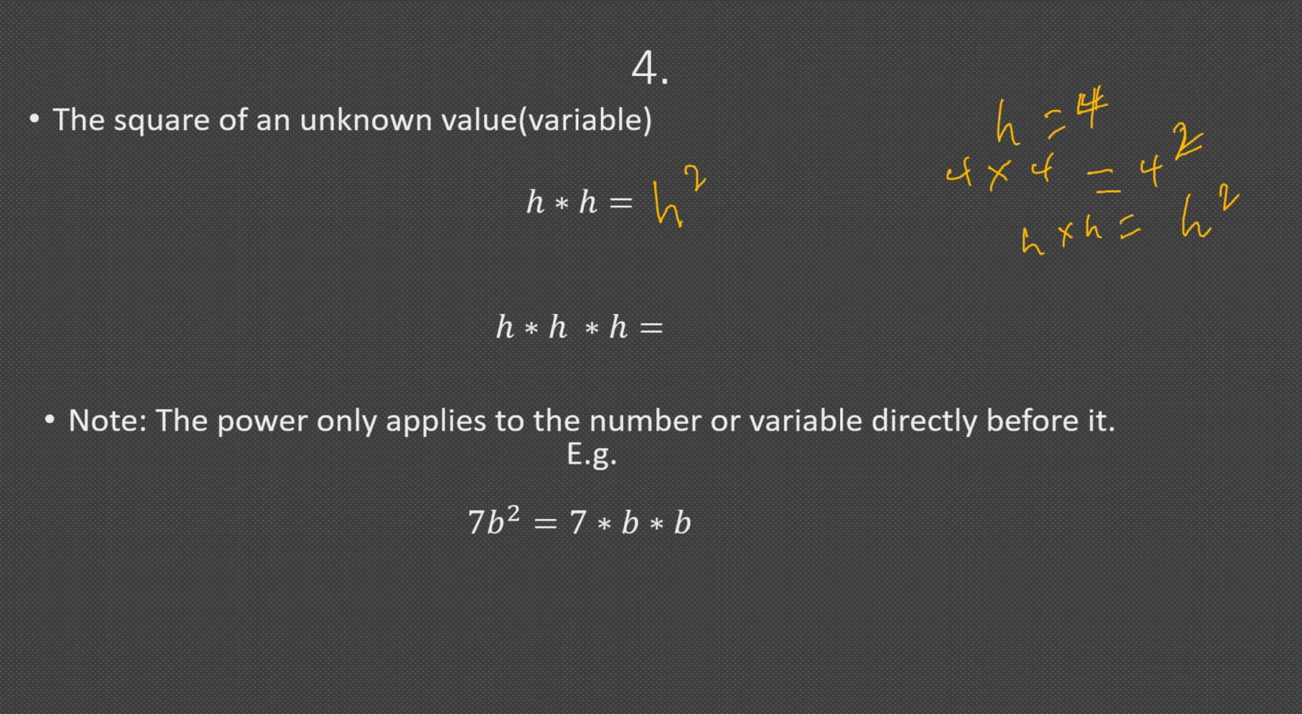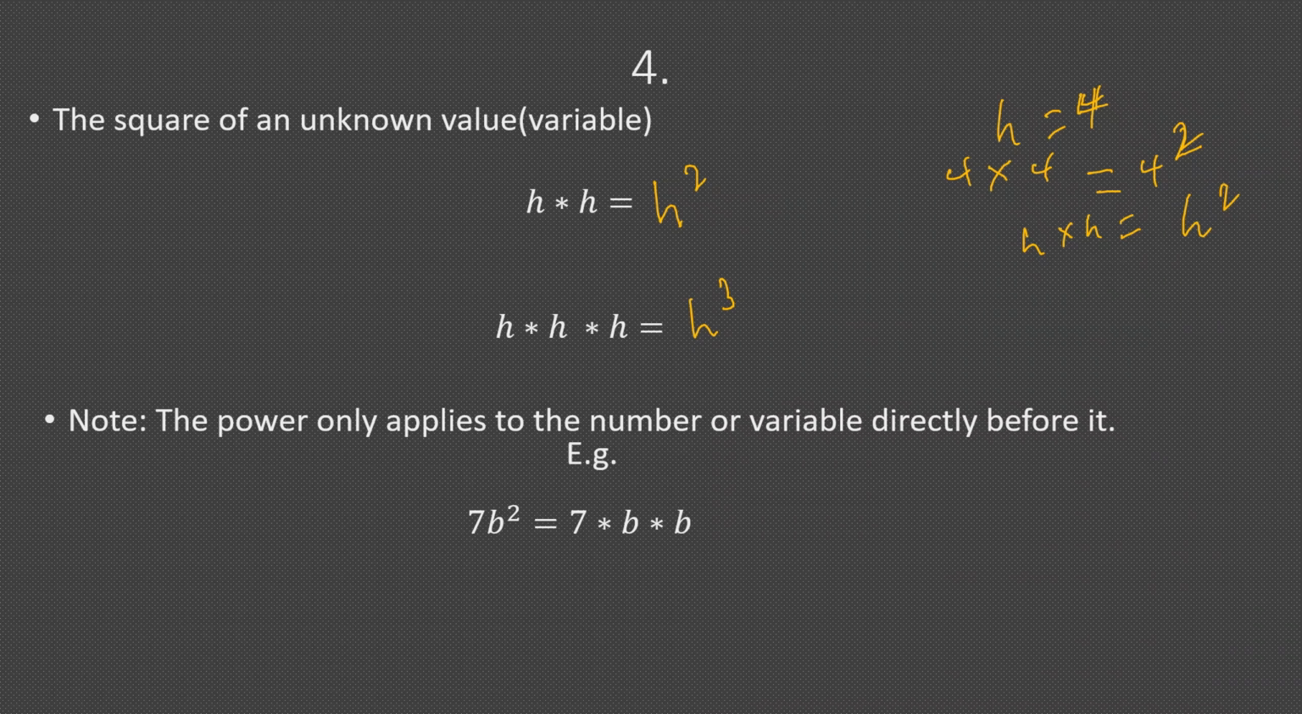H times h times h. You're multiplying h 3 times by itself. So it can be the same thing as h cubed. Note, the power only applies to the number or variable directly before it. An example here is 7b squared, which can be written as 7 times b times b.